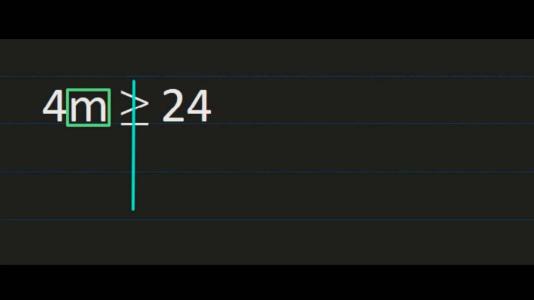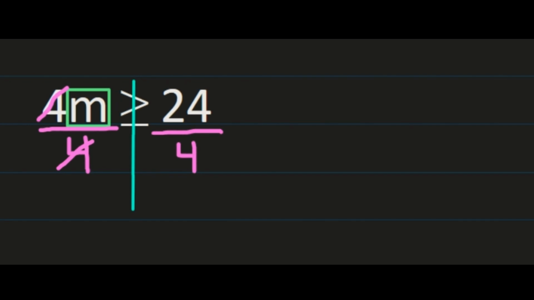So we have 4 times m, which means our inverse is going to be dividing, and we're going to divide by 4 because that's what we multiplied m by. If I divide by 4 on the left, I need to divide by 4 on the right. So on the left, my 4's through the division process will simplify out, leaving me with just m on the left. And then on the right, I have 24 divided by 4, which is 6.